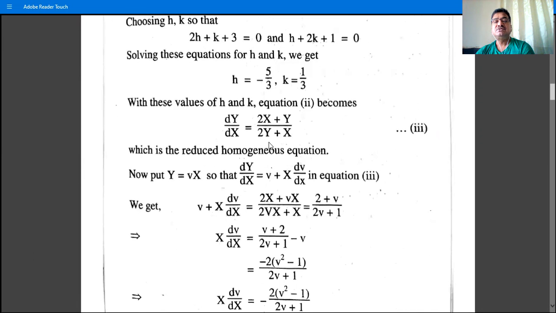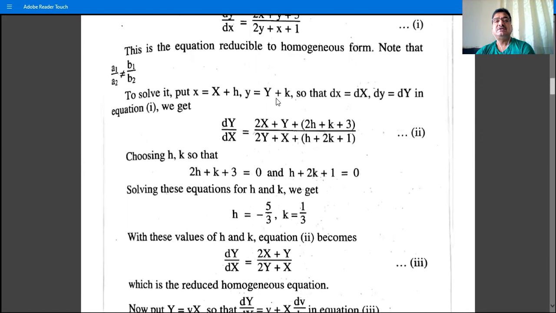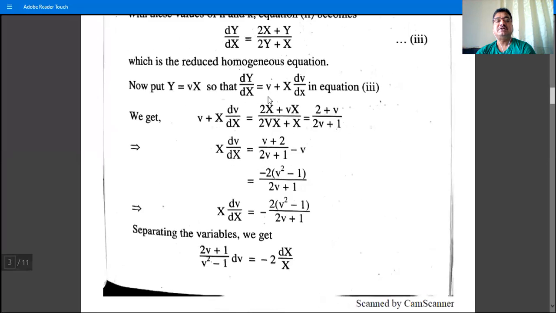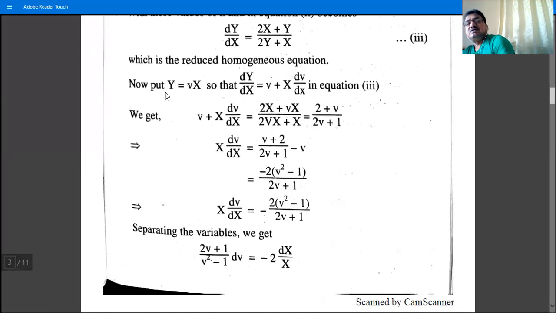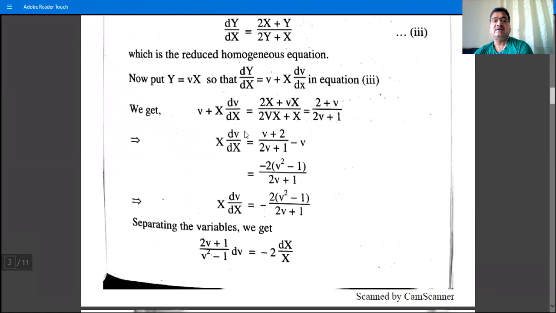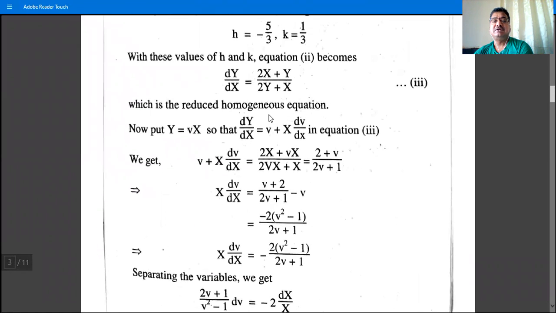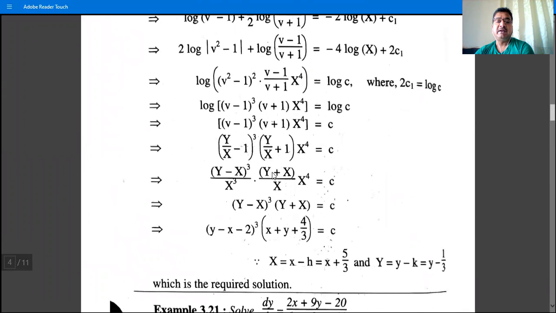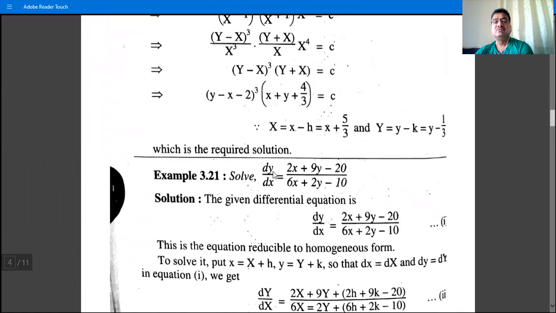The example is reduced to the homogeneous differential equation. This non-homogeneous differential equation is reduced to the homogeneous differential equation. And then we have to solve the homogeneous differential equation by substituting y is equal to vx. So after substitution, this homogeneous differential equation is reduced to variable separable form. And then after separating the variables and integrating, we have the solution.